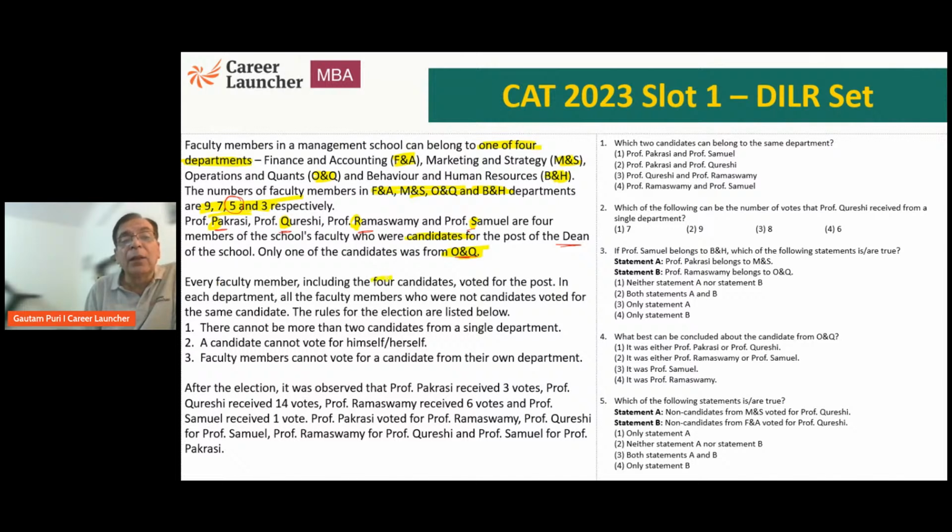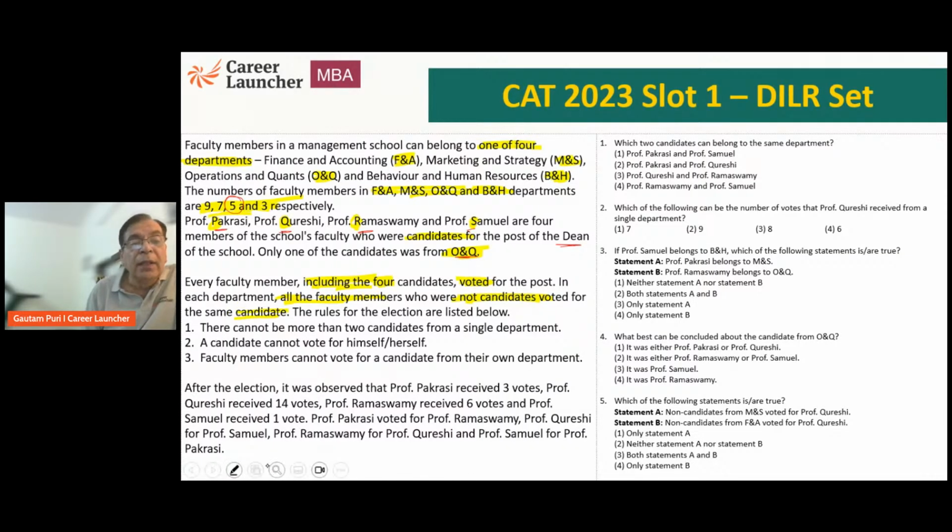Every faculty member, including the 4 candidates, voted for the post. So how many votes would there be? 9 plus 7, 16, plus 5, 21, plus 3, 24 votes. So all 24 faculty members voted for the post. In each department, all the faculty members who were not candidates voted for the same candidate.